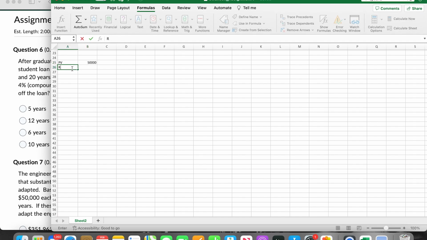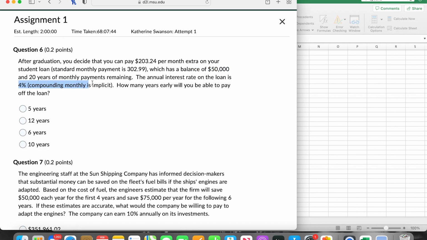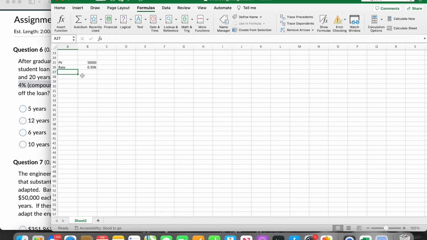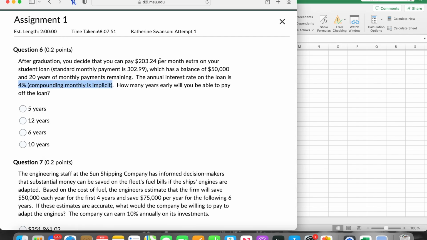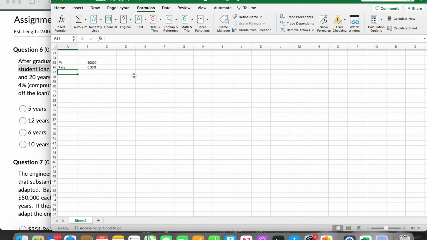Rate is going to be 0.33% because it's that 4% compounded monthly. So 4 divided by 12 is approximately 0.33. And the payment is now $302.99 plus $203.24. So PMT is negative 506.23, as you will now be paying that amount.